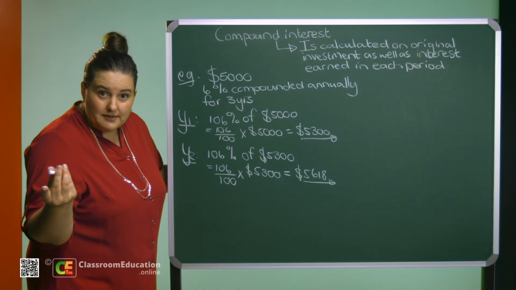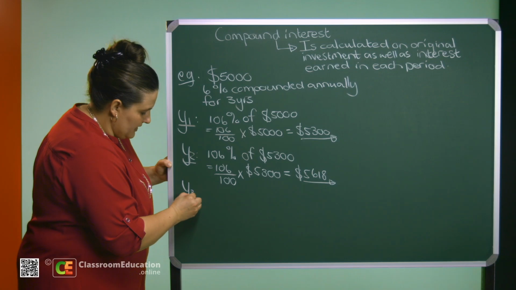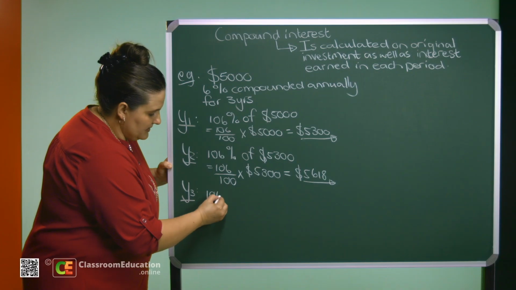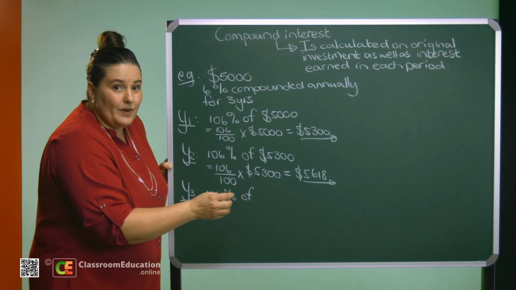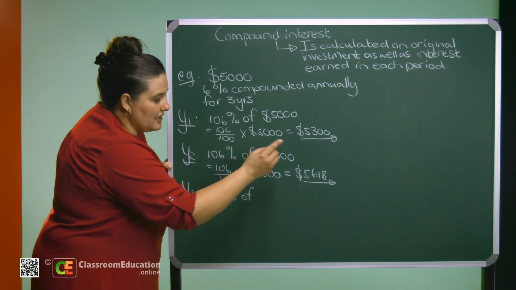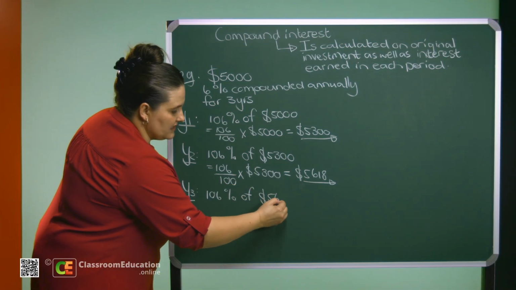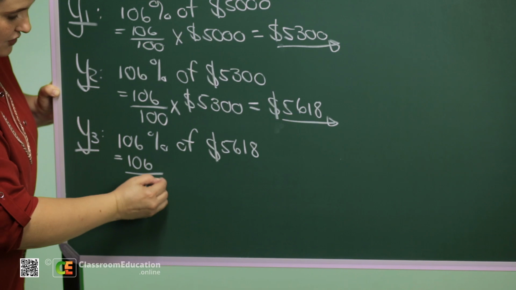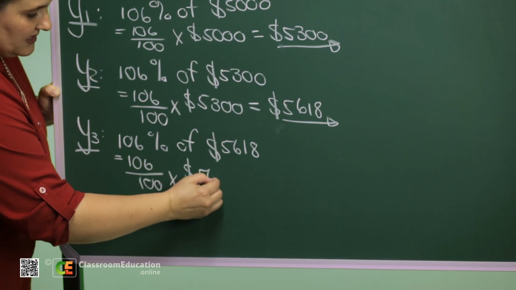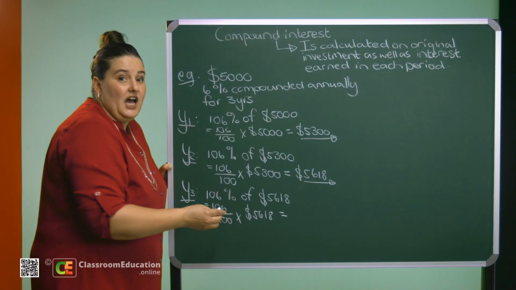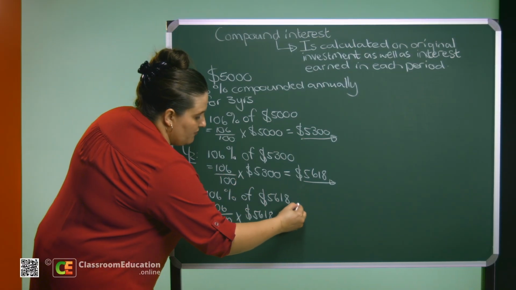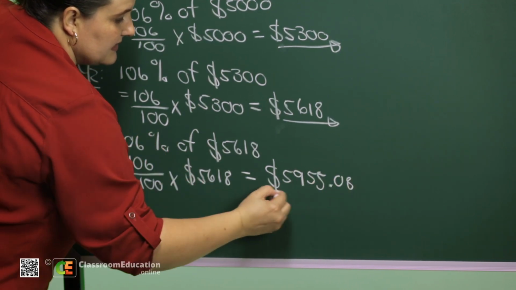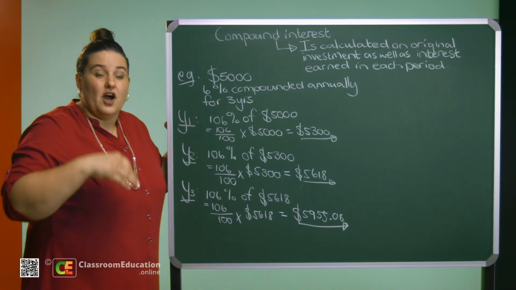And after the third year, let's have a look. After the third year, we need to determine 106%. So 106% of what amount? The $5,618. And if we determine that, 106 over 100 times 5,618, you will get an answer rounded off of $5,955.08. Now, this is a long method to do.